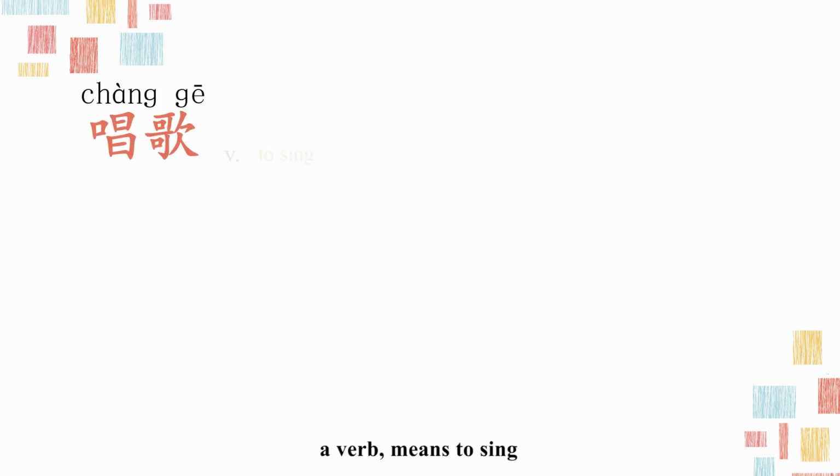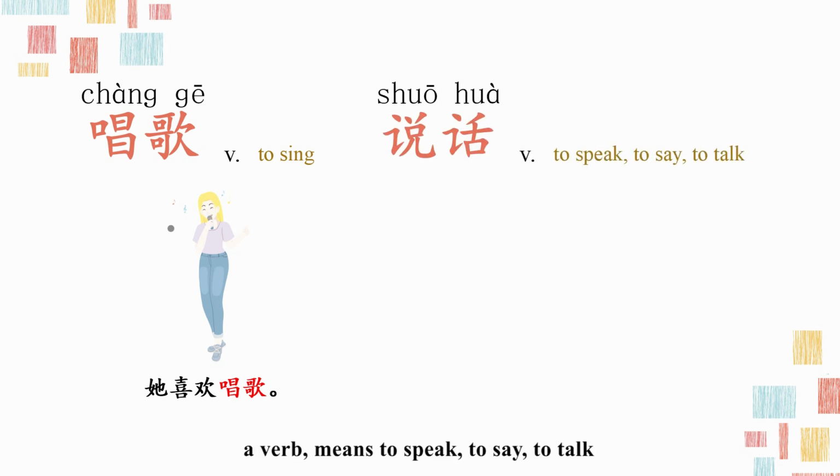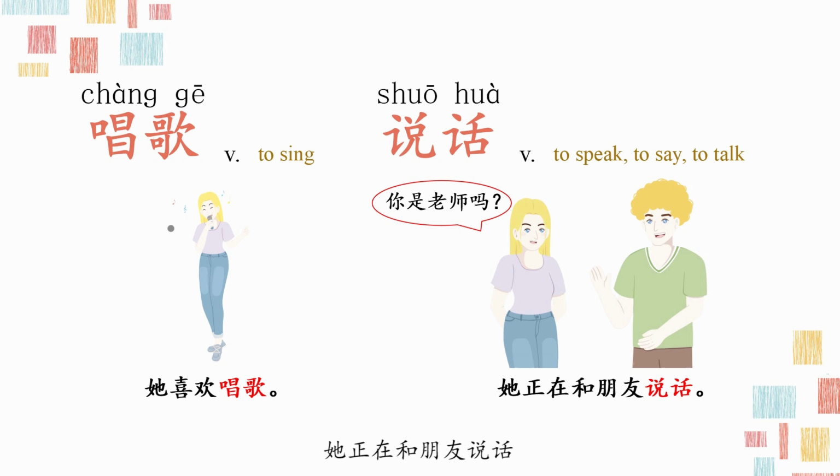唱歌, a verb, means to sing. For example, 她喜欢唱歌。 She likes singing. 说话, a verb, means to speak, to say, to talk. For example, 她正在和朋友说话。 She is talking with her friend.